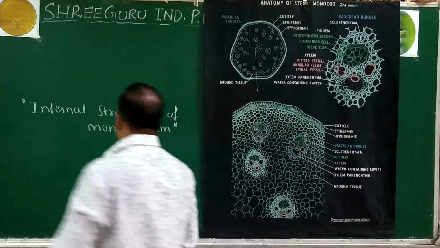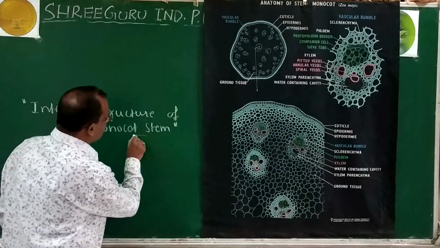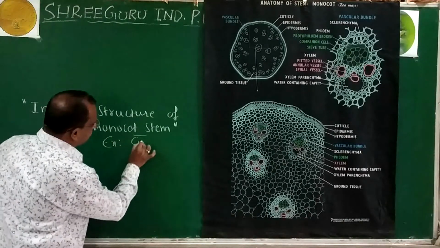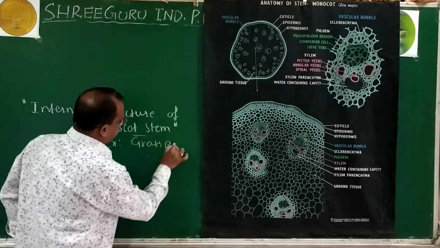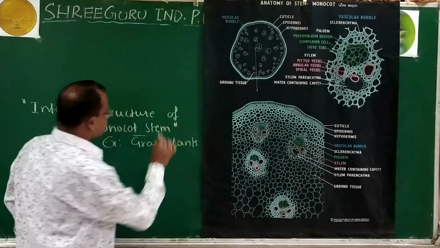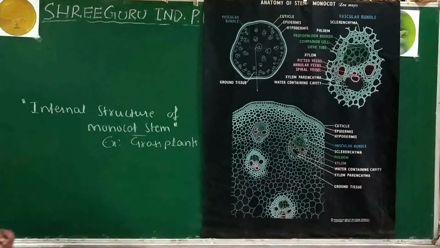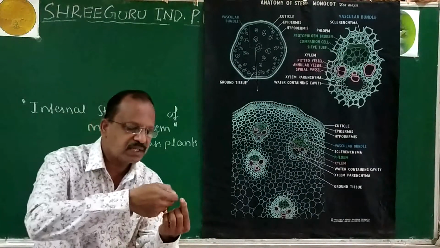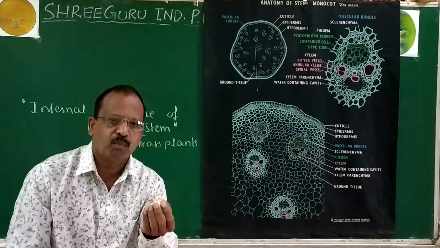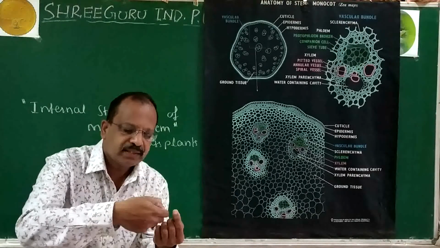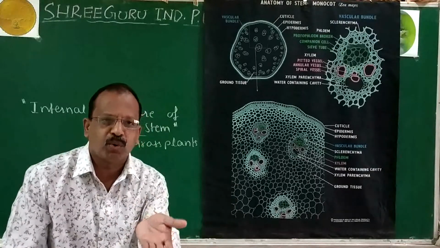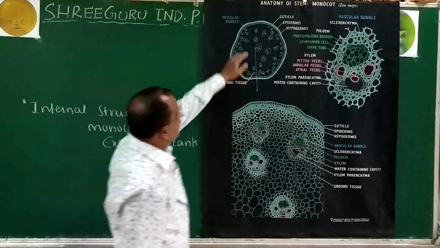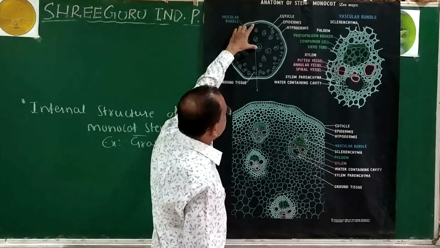Okay. Now look over internal structure of the monocot stem. Example, any grass plant. When you take the transverse section of a young monocot stem, it will reveal all the anatomical details from periphery towards the center.